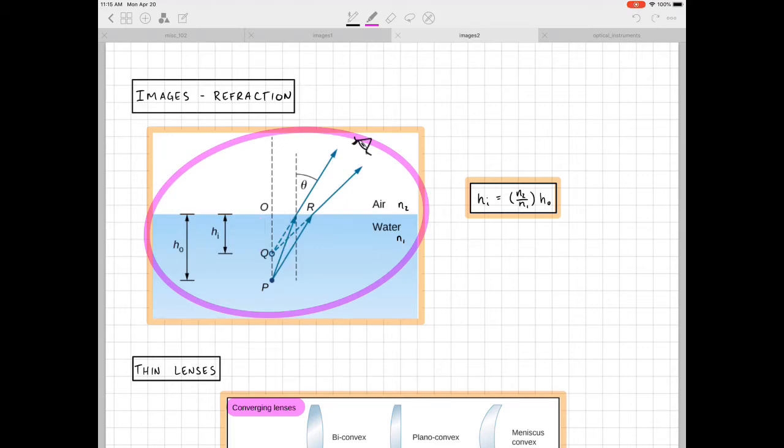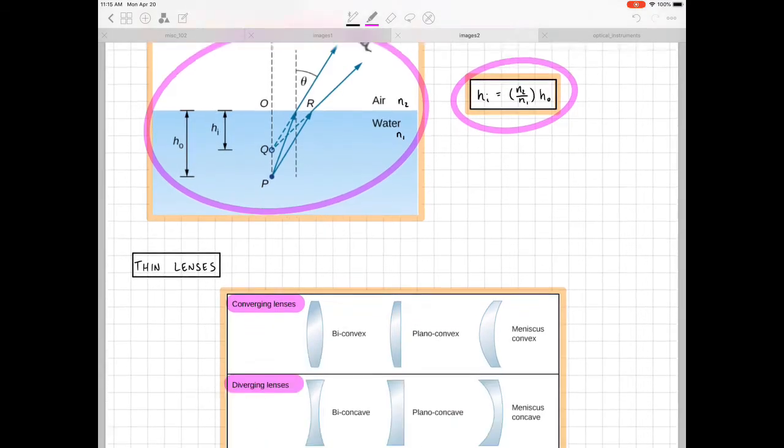And then the reverse of that would be if you're in the water looking out into air, you're going to see an image location that's further away than the actual object location. And this expression right here is just the ratio of the indices of refraction that tell you how much further or how much closer the image is going to be from the surface.